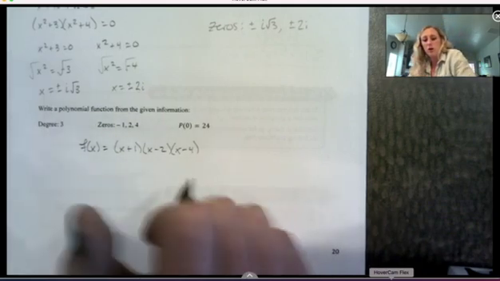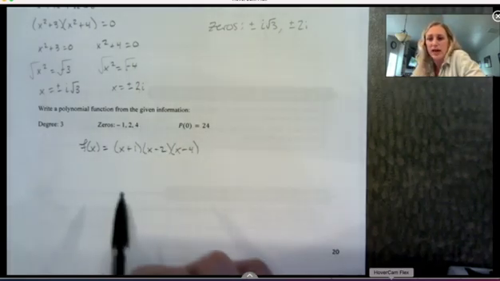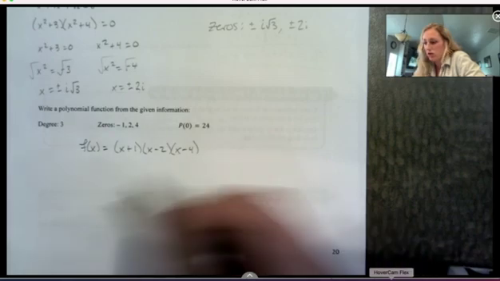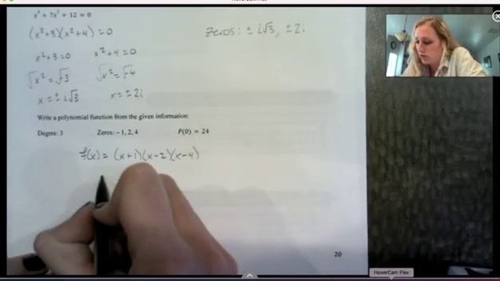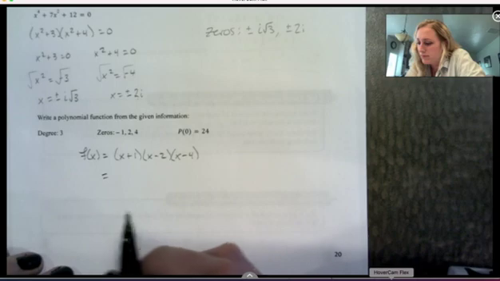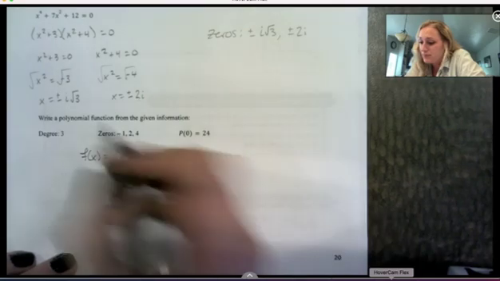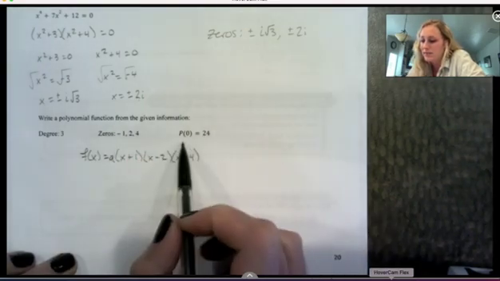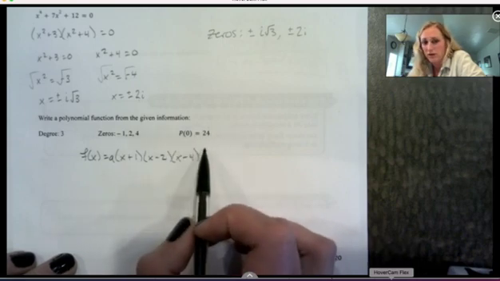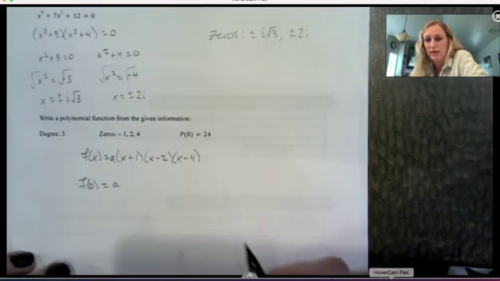Okay, so this is saying p of 0 must equal 24. So a lot of times we have a leading coefficient. It's hard to see when it's in factored form, okay? So if you want, you can go ahead and distribute this out, but I'm going to leave it like that for right now. This leading coefficient, I don't know what it is right now, but it has to make this true, that when I plug in 0, I get out 24. So we're going to plug in 0 for every single x, and we're going to solve for that a value.